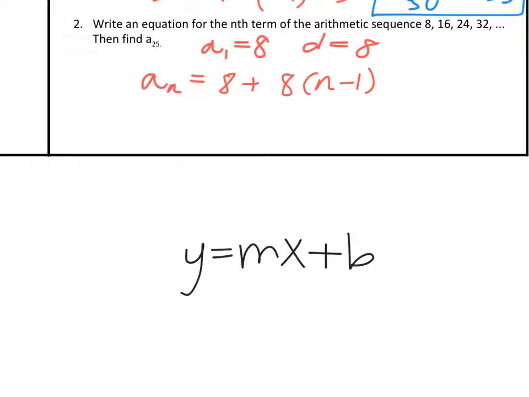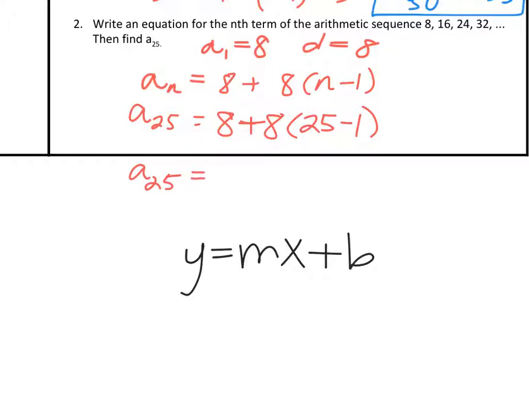Okay. We're finding the 25th term, says A25. So A25 is equal to 8 plus 8 times 25 minus 1, so 24. Can you go ahead and figure out what the 25th term is? Plug it in, see what you get.